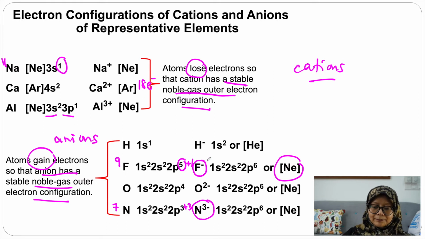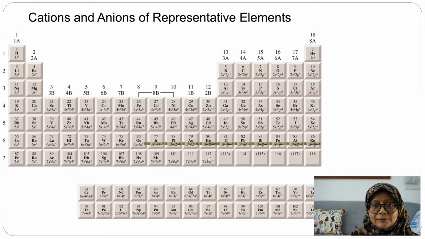Here are the cations and anions of the representative elements, so you can refer to this. But you do not need to remember it, because from the periodic table itself, you can write the electron configuration for each atom based on the 3 principles: Aufbau, Hund's rule, and also Pauli exclusion.